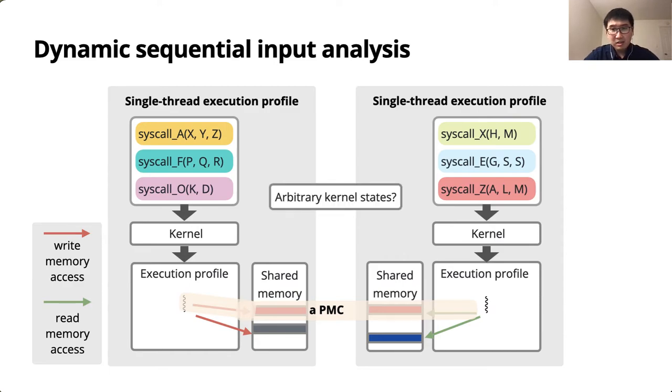Execution profiles collected from arbitrary kernel states would not make sense for this analysis. And what makes this analysis sound is that we always use the fixed kernel state. Each execution profile is collected from the same kernel state, so if a write and read accesses from two different profiles touch the same memory address, it is more likely that they are accessing the same kernel resource. This is how Snowboard finds PMCs.